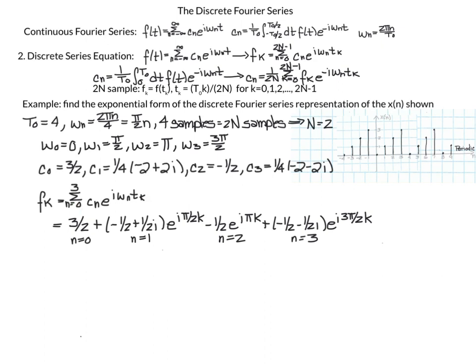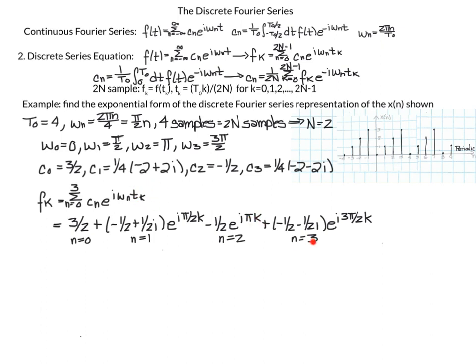For n equals 1, we're going to get our c1 coefficient, which I went ahead and multiplied the 1/4 in, so I have my minus 1/2 plus 1/2 I. Now e to the I omega 1, right, n is equal to 1, is pi over 2 times t sub k. In this example, t sub k is just equal to k, so I plug in my k. Now for the n equals 2 term, my c2 is minus 1/2. My e to the I omega 2 is equal to pi. And again, in this example, t sub k is equal to k.